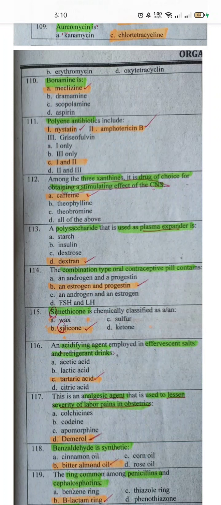Letter C. Number 112. Among the three xanthines, the drug of choice for obtaining a stimulating effect on the CNS is your caffeine. So, your caffeine is used as a CNS stimulant. Your theophylline also is used as a CNS stimulant.